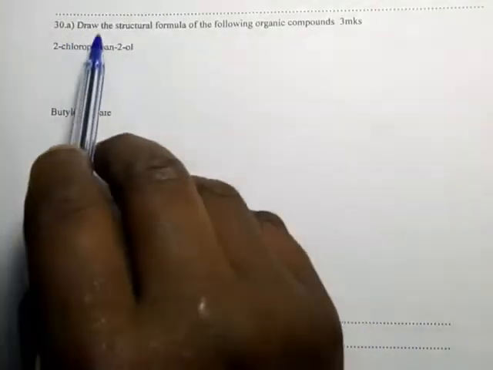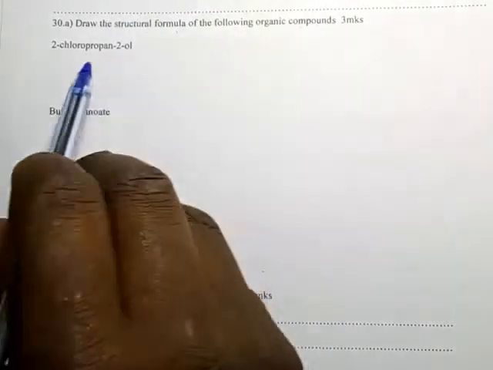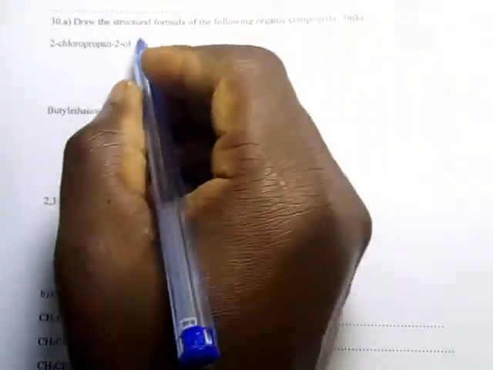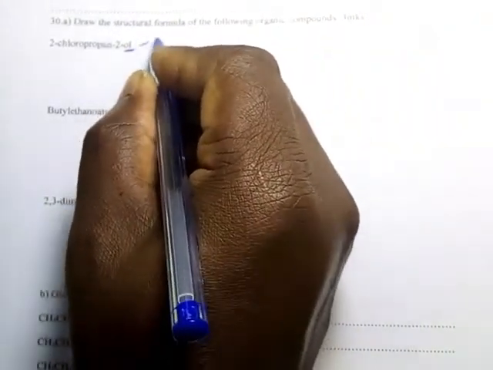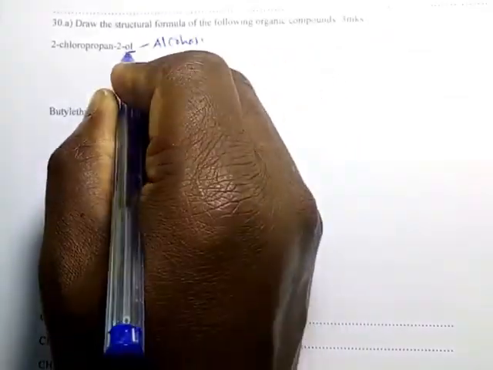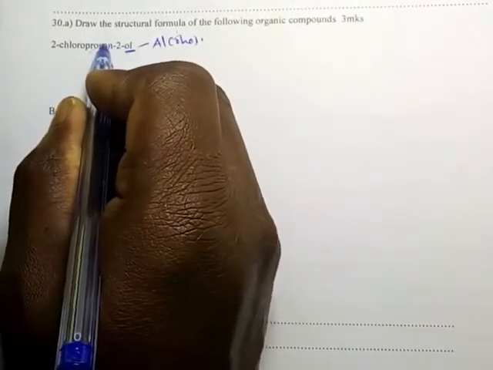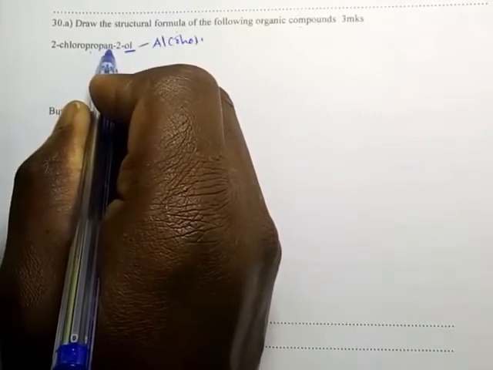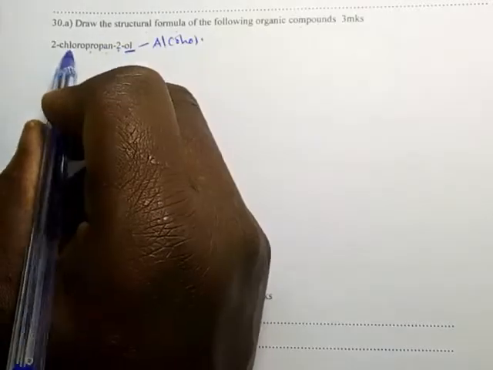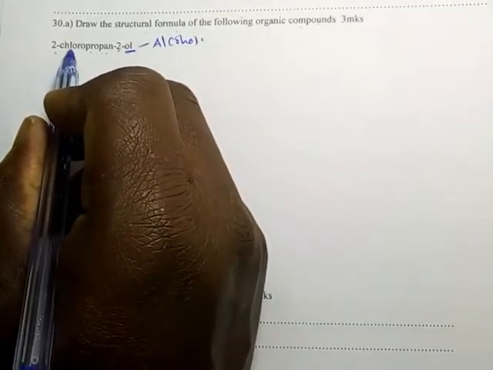Let us look at this question. Draw the structural formula of the following organic compounds. The organic compound number 1 is 2-chloropropan-2-ol. Ol is the functional group which tells you that this one is an alcohol. Propan gives you the number of carbon atoms. The parent name of this alcohol is propanol. But the OH is in carbon number 2. That's what it means. And in carbon number 2 also we have the chlorine atom. That is the substituent group.